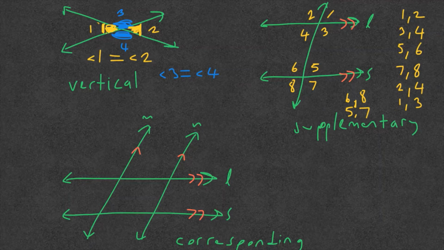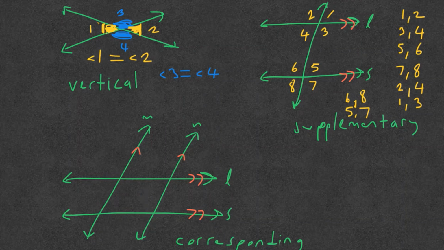So let's go to the last piece of information. It is corresponding angles. So what are corresponding angles? Here the line L and line S are parallel lines. The same goes for the transversal lines: line S and line M are also parallel to each other.